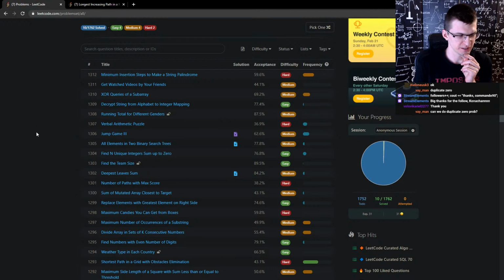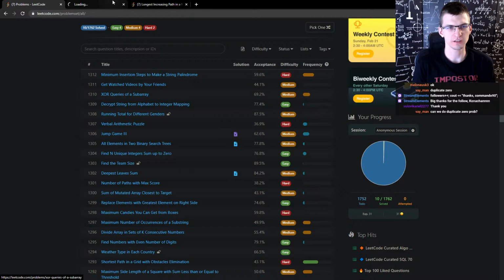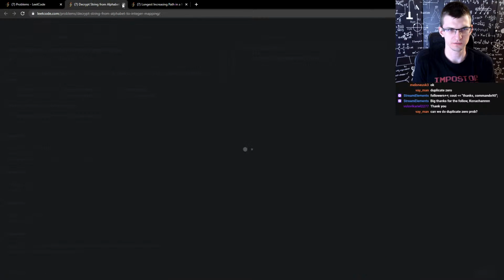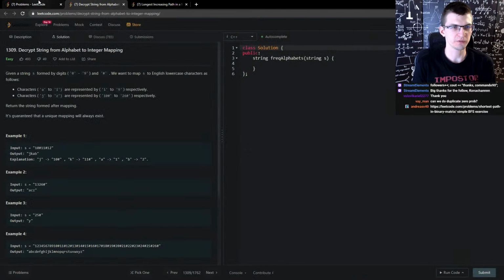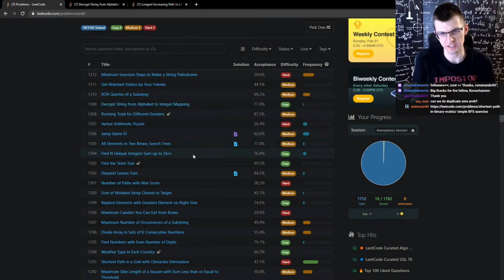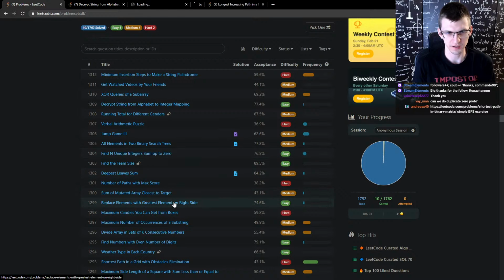Can we do duplicate zero problem? Give me a link. So I don't want to Google various names because I don't know what duplicate zero means. I don't know that problem. I don't know the number. Something easy maybe. Just as long as the statement is short. If you prefer harder problems, don't worry, because it's easy. It will take me like a small amount of time.